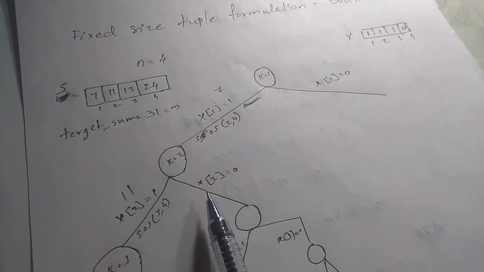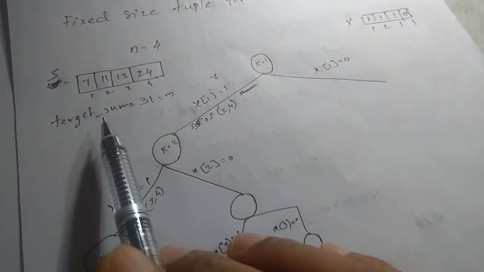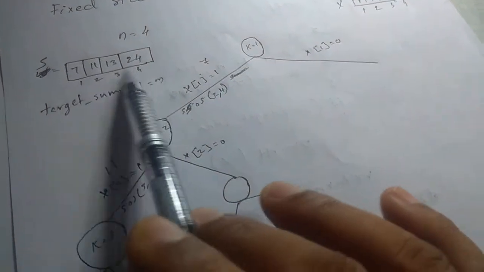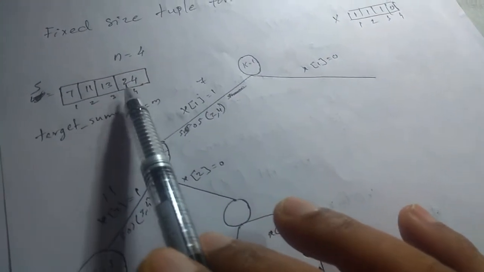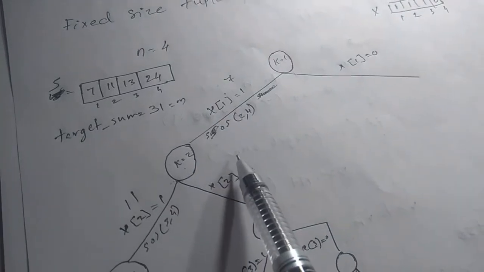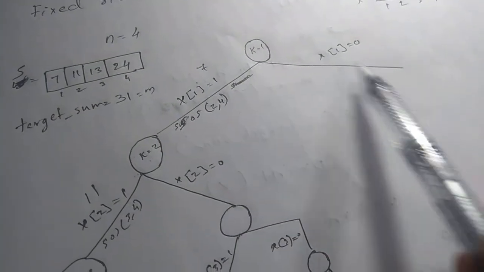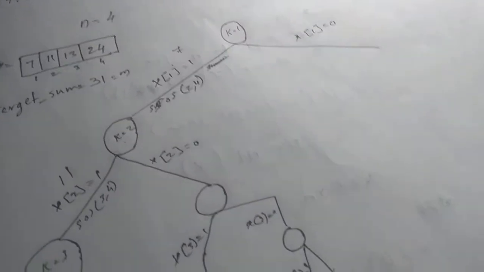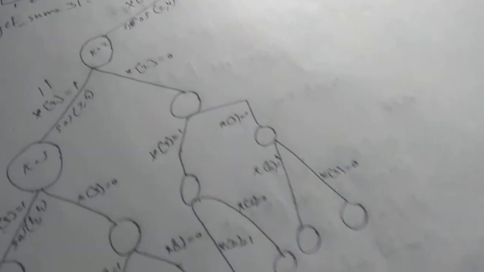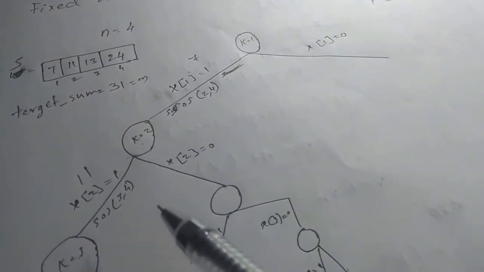Okay, and see here, without 7 in this set you can't generate a sum 31. So you will never get a result. You can't expect a result here. So your result will be in this area only, in this subtree, on the left subtree only.